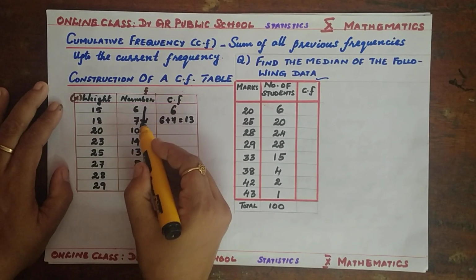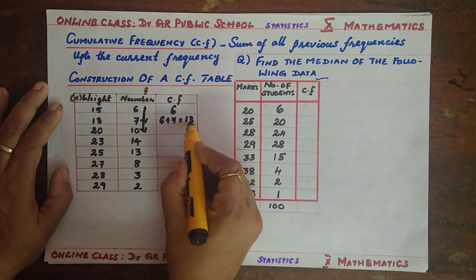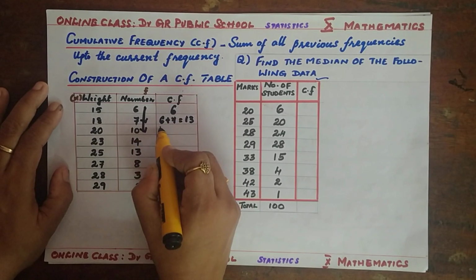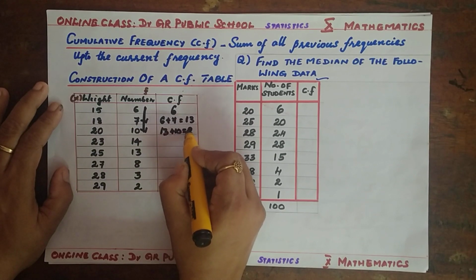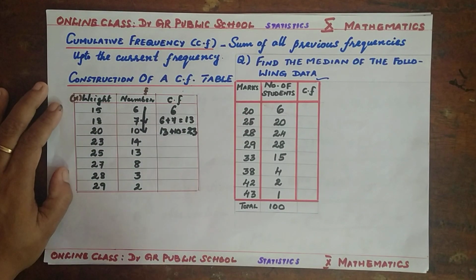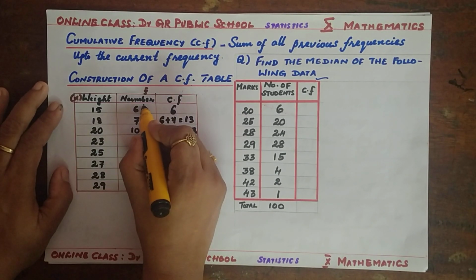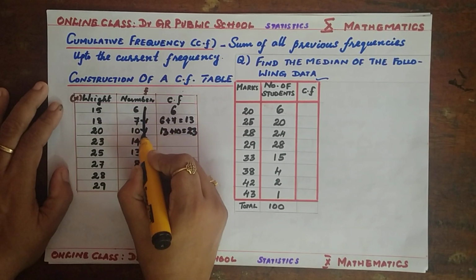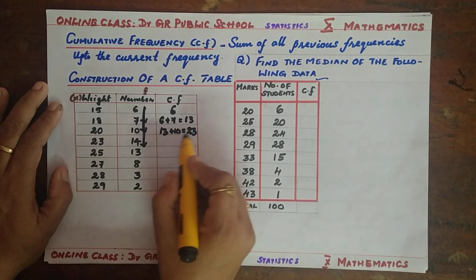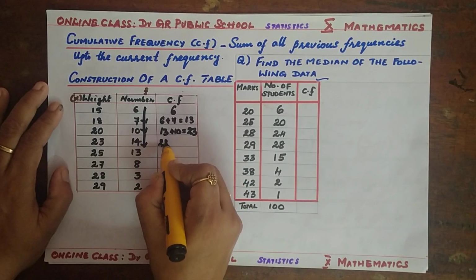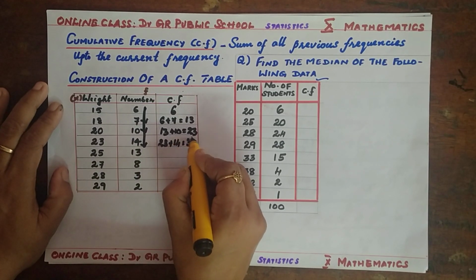So 6 plus 7 plus 10 you need to take into account. But 6 plus 7 is not yet 13. So what you need to do? 13 plus 10 is 23. Then the next one is 14. So sum of the frequencies up to 14: of this 23 up to 10 is known, so 23 plus 14, which is 37.